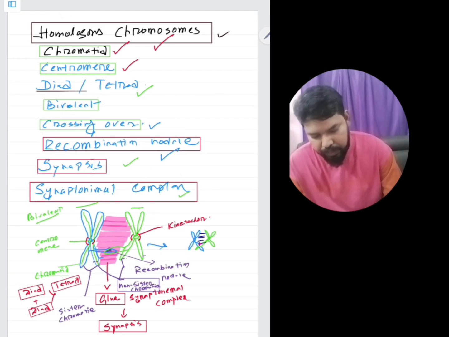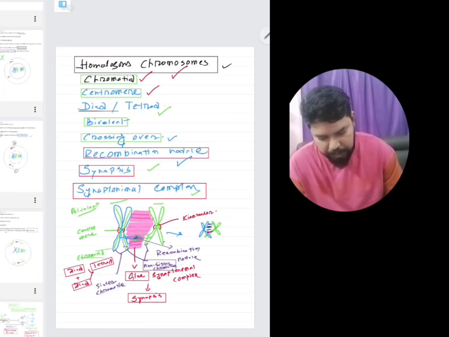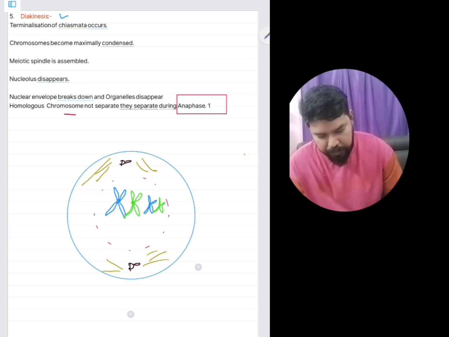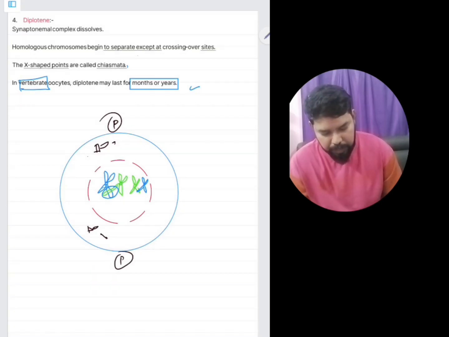Now let me show you what the condition will be. Before going further, let me ask you the ploidy of these cells. The ploidy of this cell is 2n and 4c, isn't it? It is 2n and 4c. Here also, what will be the condition? It is also 2n and 4c.